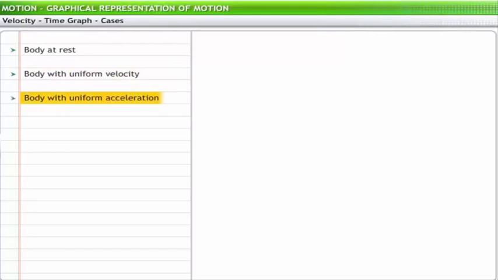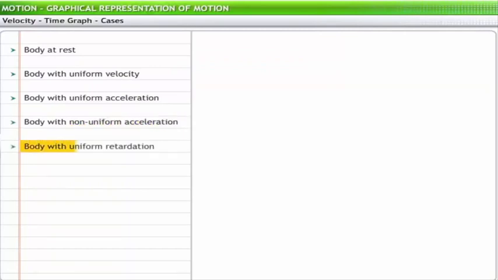Let's consider the different cases that can be represented by a velocity-time graph. Body at rest. Body with uniform velocity. Body with uniform acceleration. Body with non-uniform acceleration.